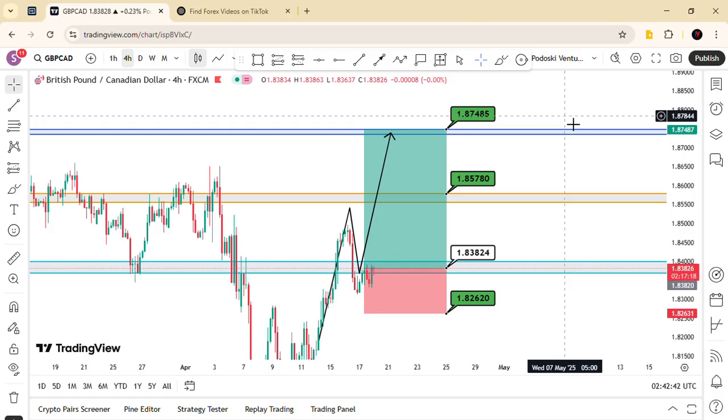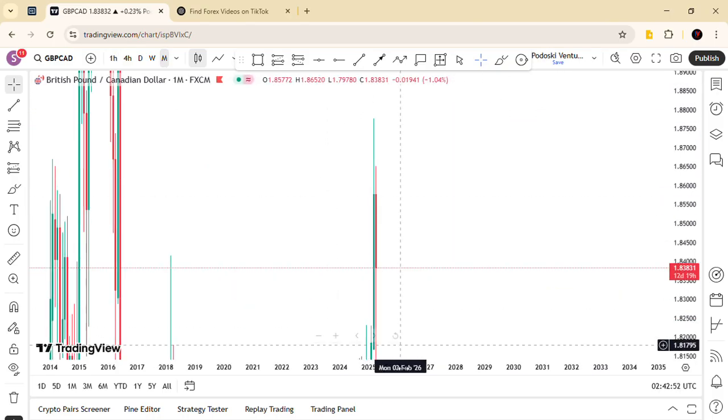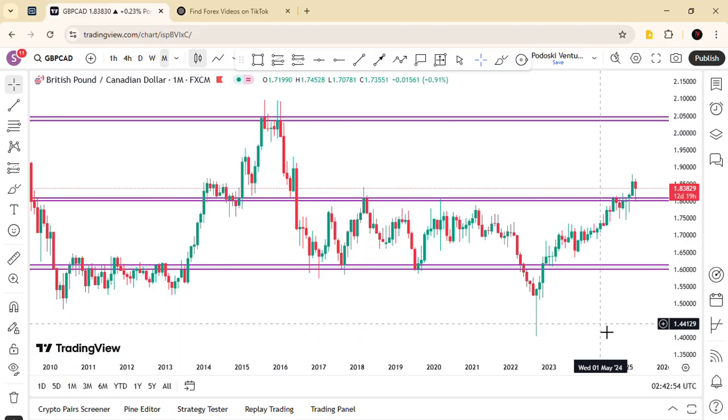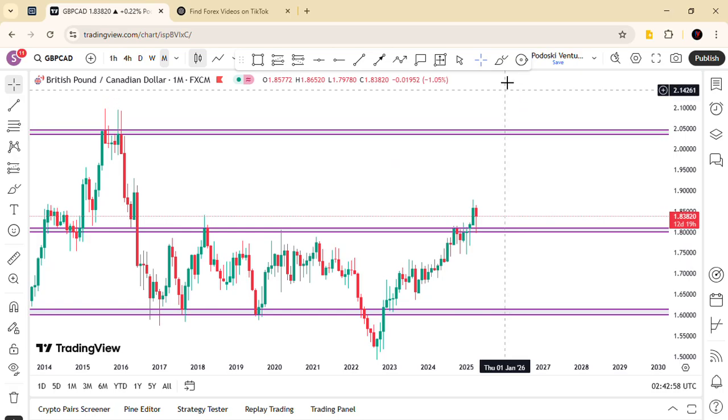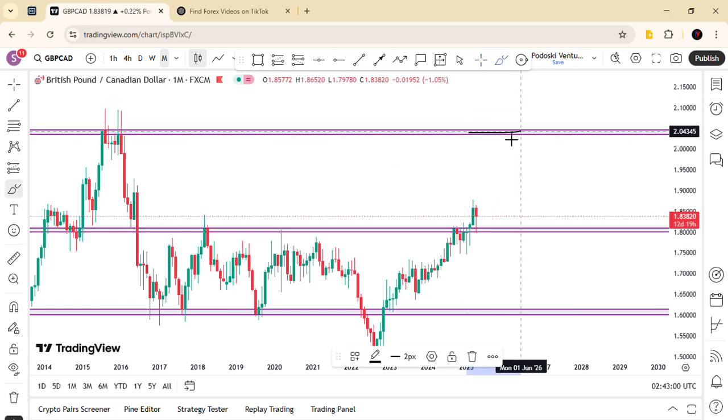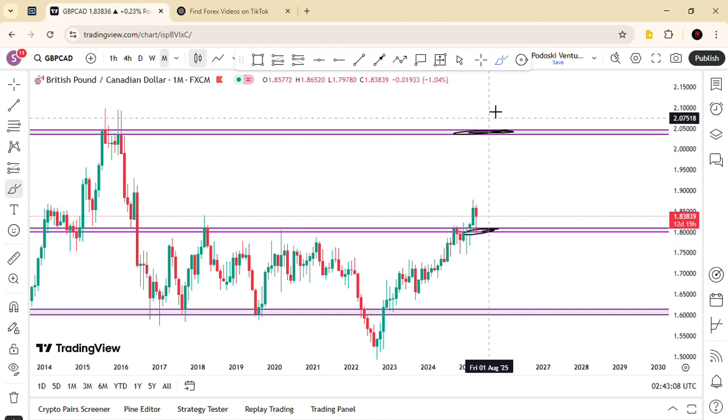But since we've already analyzed this pair, let me take you through it and see how we got this entry on GBP CAD. So let's start from the monthly time frame. As we all know, we are swing traders. So here on the monthly time frame, I have my monthly upper zone, my monthly midway zone, and my monthly lower zone.